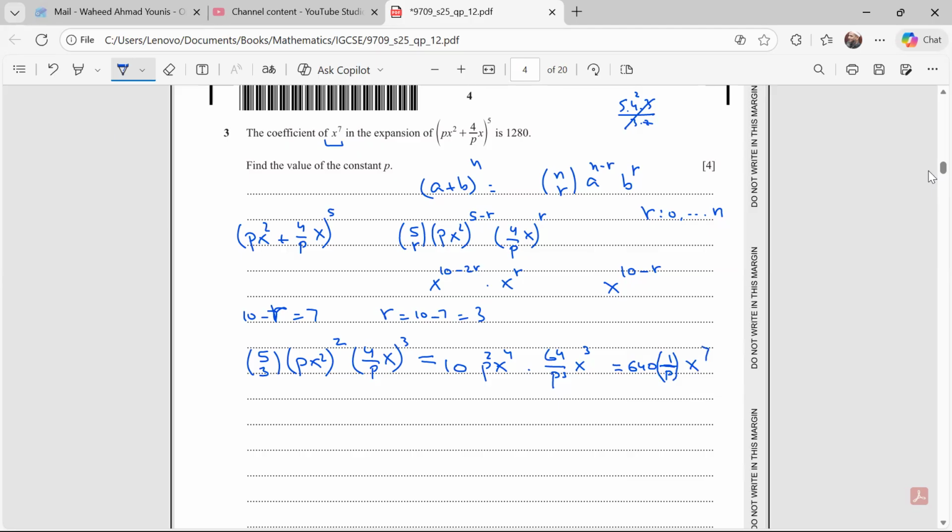Now we are told that the coefficient of x power 7 is 1280. Okay. It means 640 over p has to be 1280. So from here you can see p has to be 640 divided by 1280, and this is obviously 1 by 2. Okay, so the value of p has to be 1 by 2.